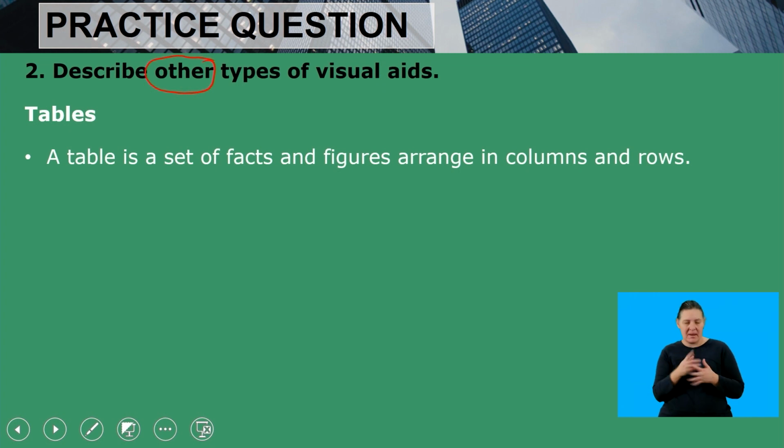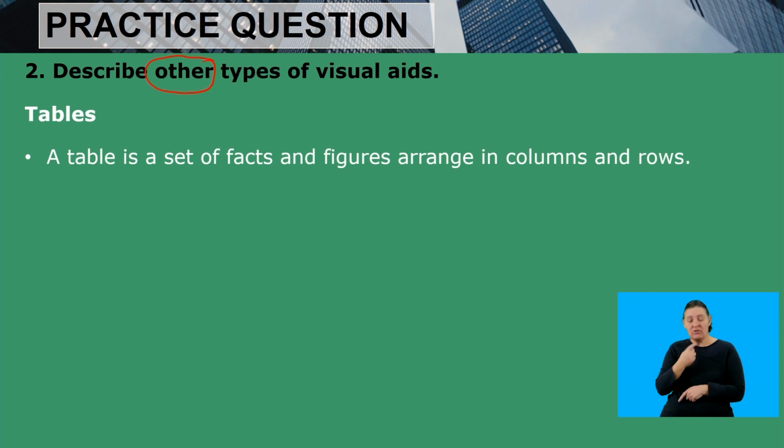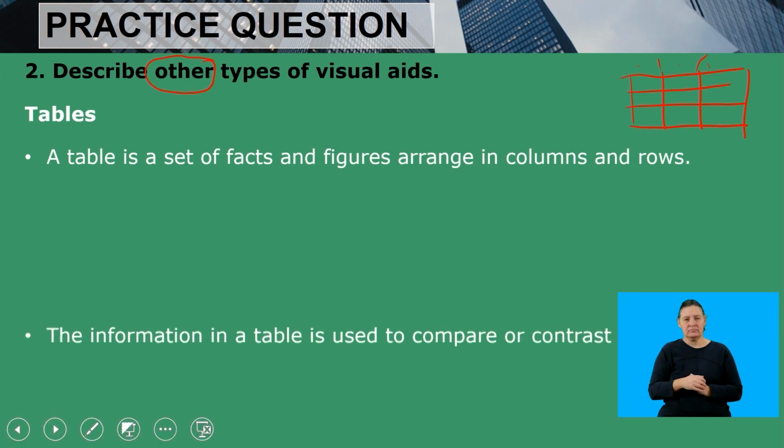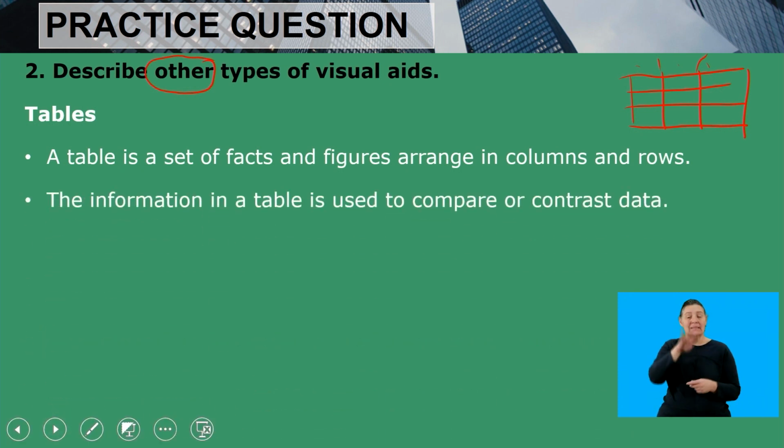A table is a set of figures arranged in columns and in rows. So when we talk of a table, we are talking of something similar to this one. This is a table. These are our rows, and these are our columns. The information in the table is used to compare or contrast. So when we use a table, we use it to compare information or even differentiate information.